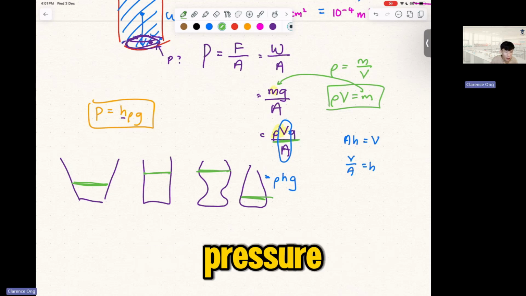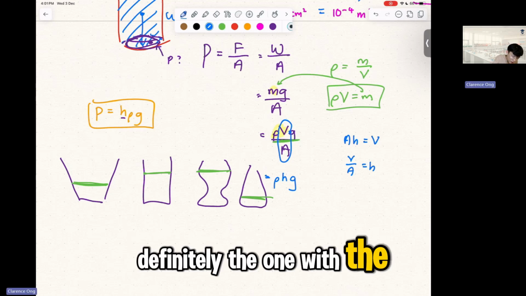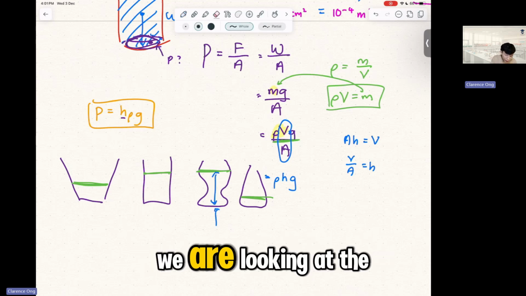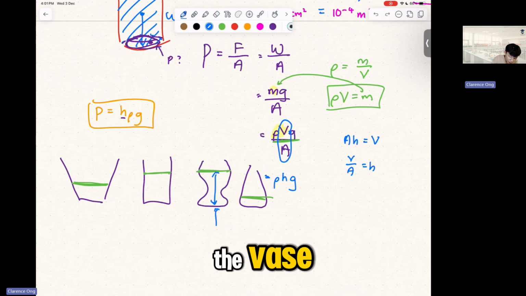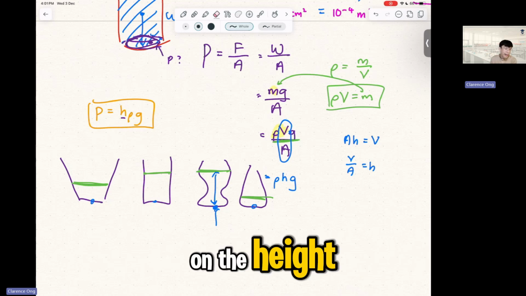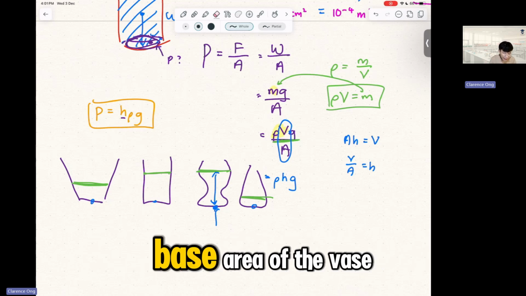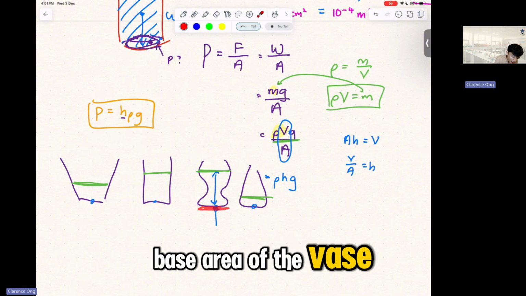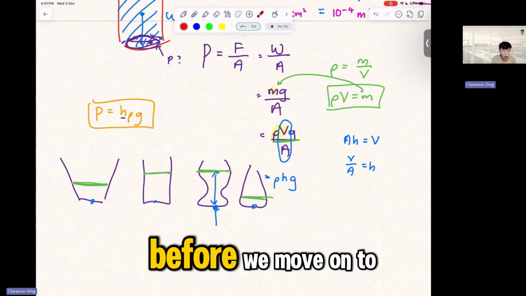Which one has the largest pressure? Definitely the one with the tallest height. Okay, we are looking at the pressure at the bottom of the vase. Because the pressure only depends on the height. It doesn't depend on the base area of the vase. Okay, make sure we understand this concept before we move on to the next one.